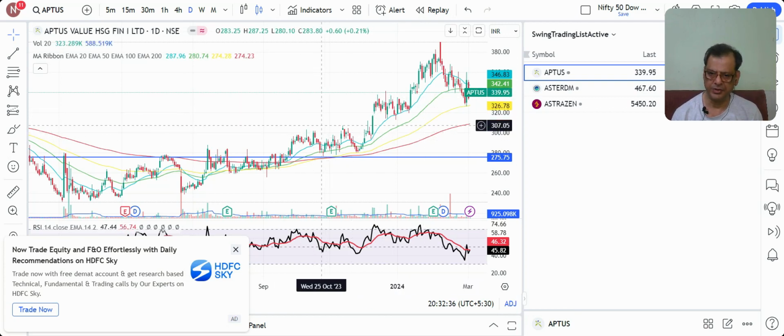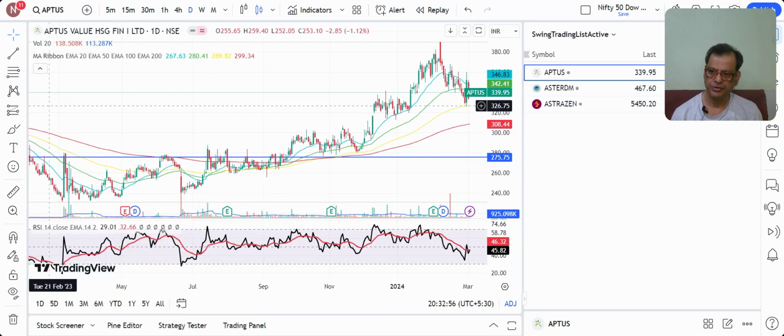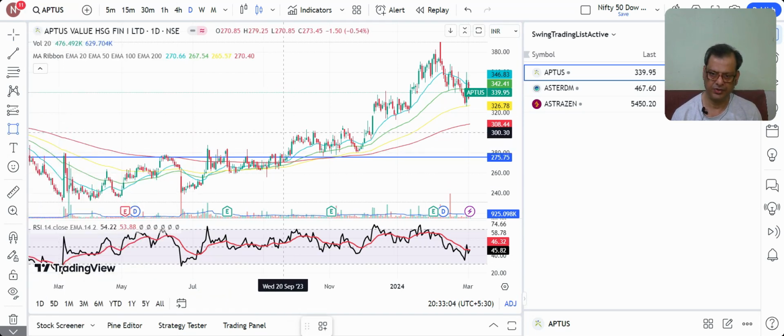This is a continuation pattern, and while a rectangle can be both bearish and bullish, this one is a bullish rectangle because the price is in an uptrend. So what I'll do is I'll go here into geometric shapes. I'll take a rectangle here, and here you see the rectangle that I'm making.